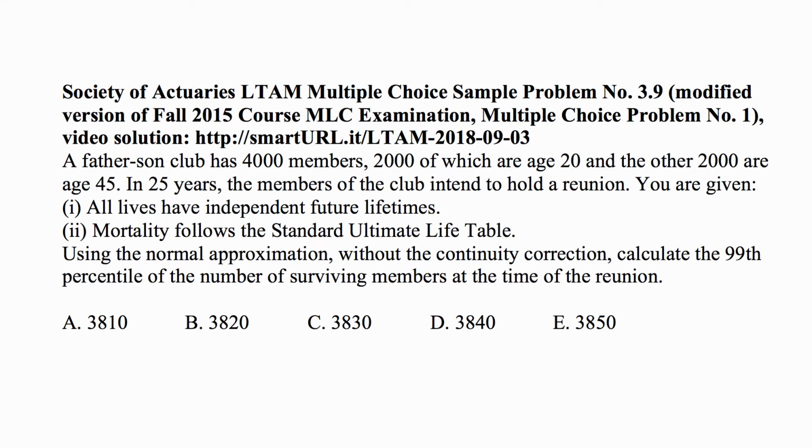A father-son club has 4,000 members, 2,000 of which are age 20 and the other 2,000 are age 45. In 25 years, the members of the club intend to hold a reunion. You are given that all lives have independent future lifetimes. Mortality follows the standard ultimate life table. That's the table on exam LTAM. And of course, this is a practice problem for exam LTAM that is given on this new exam.